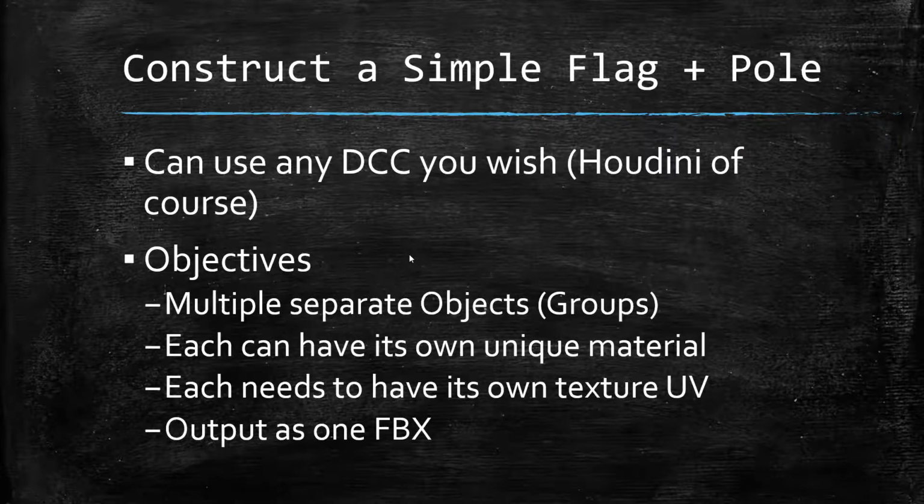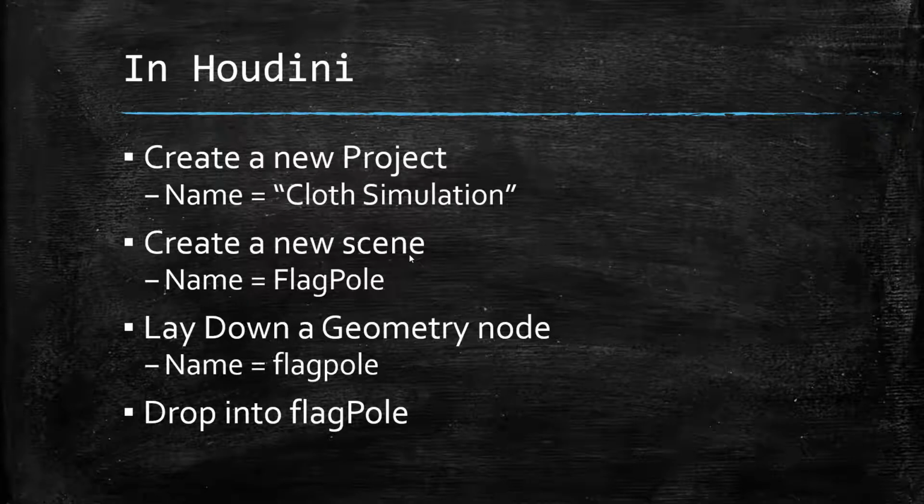Now, as mentioned before, you can use any DCC that you wish, but the real objective here in order to create this is you want multiple separate objects, which are going to be instanced as separate groups. Each should have its own unique material because you're going to separate them inside UE4, and each needs to have its own texture UV set. However, they all need to be output as one FBX. All right, so let's get going and move on to the Houdini demonstration.